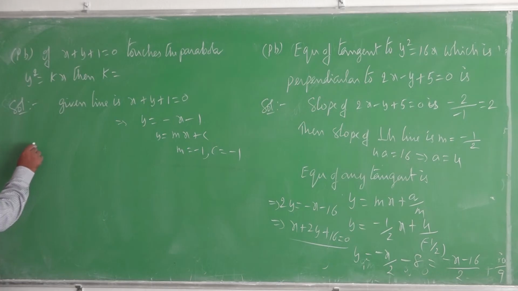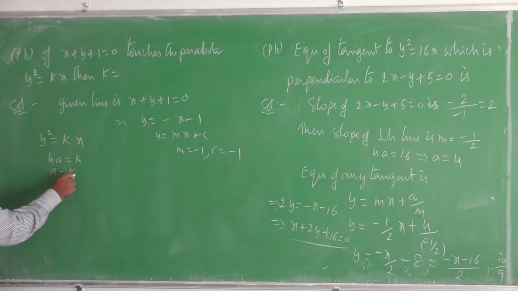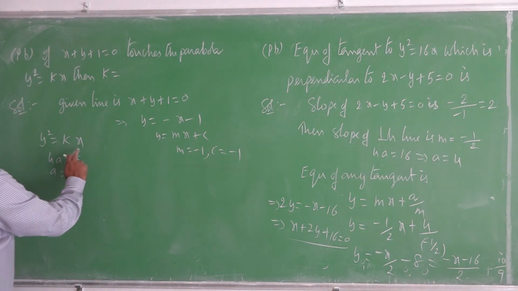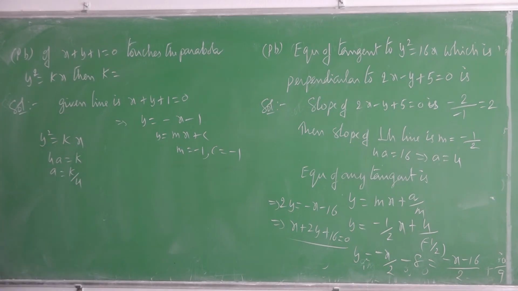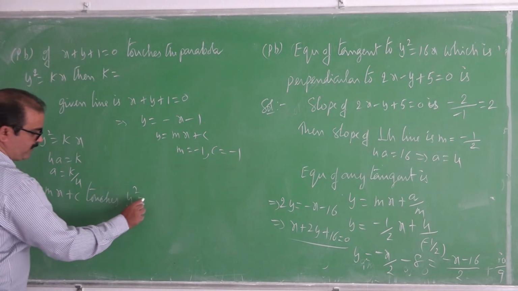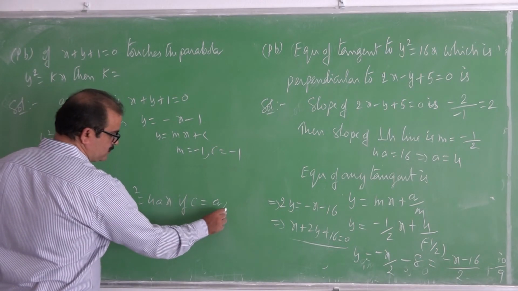What is the given parabola? Y square is equal to kx. It is in the form of y square is equal to 4ax. 4a is equal to k, a is equal to k by 4. We know if this line touches the parabola y square is equal to 4ax, then the condition is c is equal to a by m. Y is equal to mx plus c touches the parabola y square is equal to 4ax if c is equal to a by m.